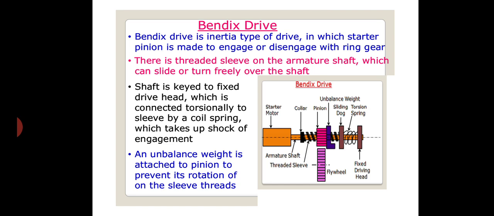The Bendix drive is the inertia type drive in which the starter pinion is made to engage or disengage with the ring gear. There is a threaded sleeve on the armature shaft which can slide and turn freely over the shaft. The shaft is keyed to a fixed drive head which is connected torsionally to the sleeve by a coil spring, which takes up the shock of the engagement. An unbalanced weight is attached to the pinion to prevent its rotation on the sleeve thread.